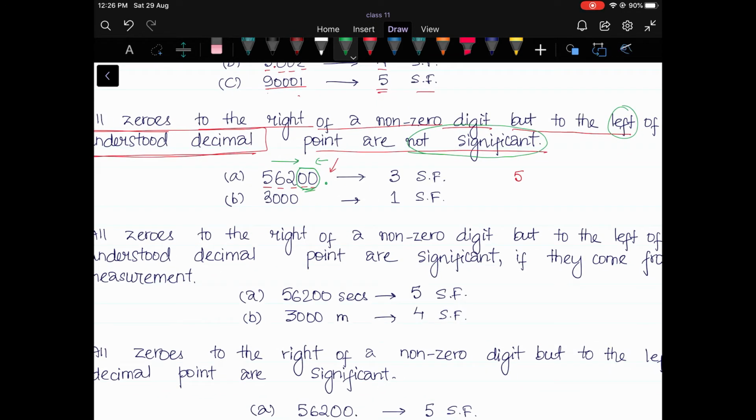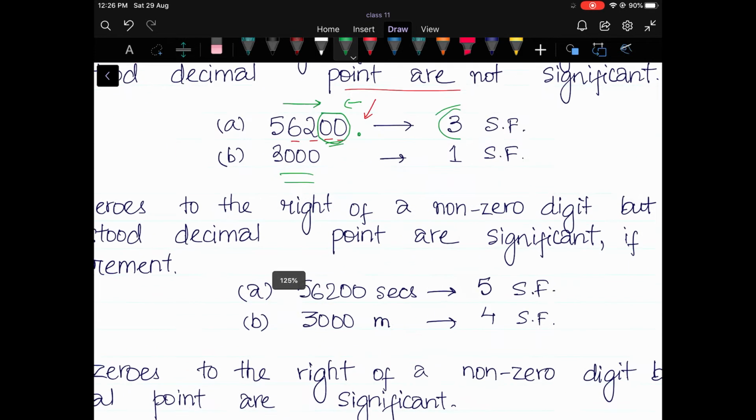That means in this number where you have written 56200, these are non-zero digits, and these zeros are appearing after them, to the right, and there's an understood decimal here, and they appear to the left of that. They should not be counted as significant. So in this example, we have only 3 of them as significant.